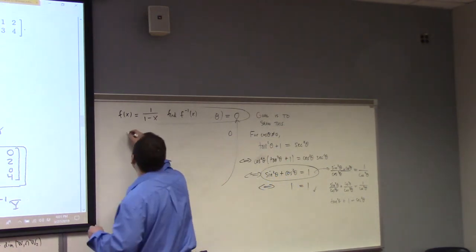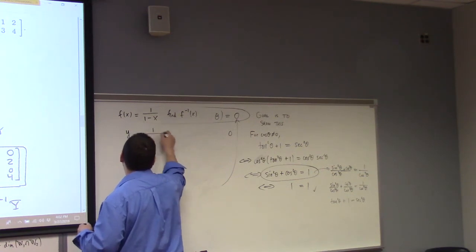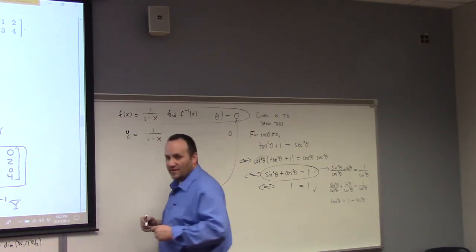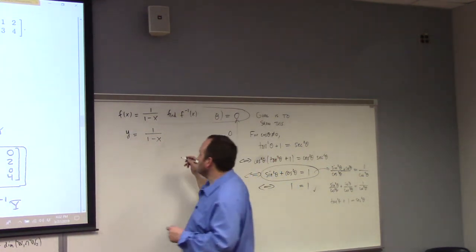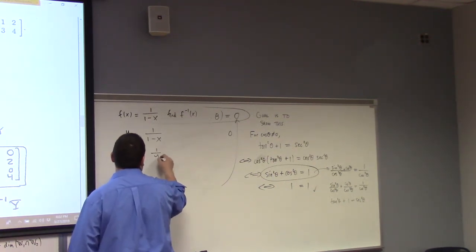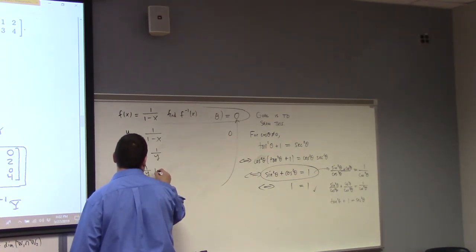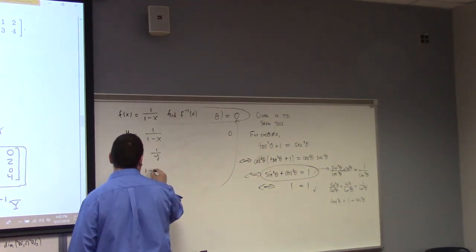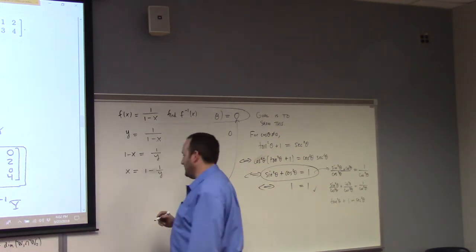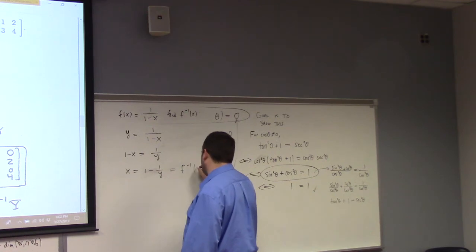Right, yeah. So let's look at what happens if you don't do that. Instead of switching x and y, solve for x. Well, 1 minus 1 over y, right? When you do that, whatever you're looking at is f inverse of y.